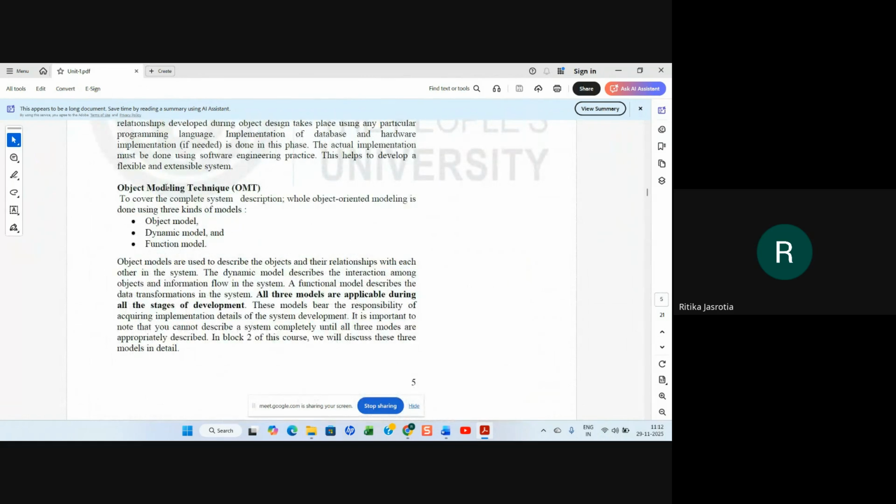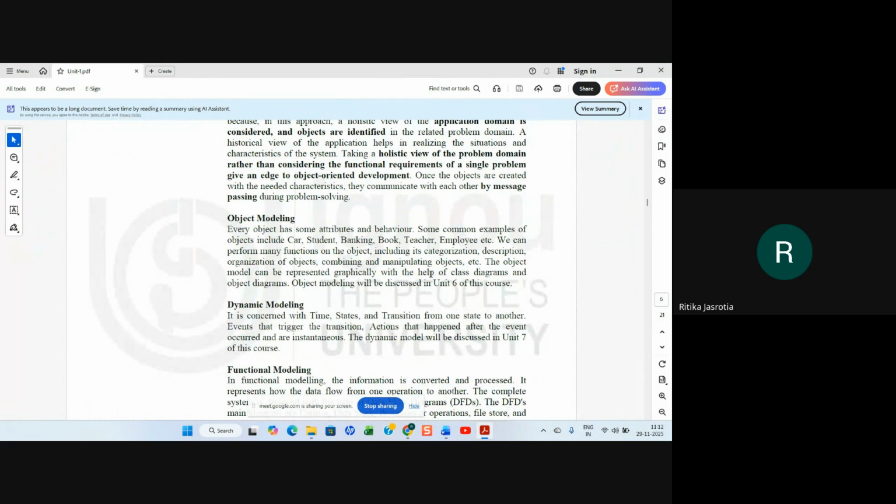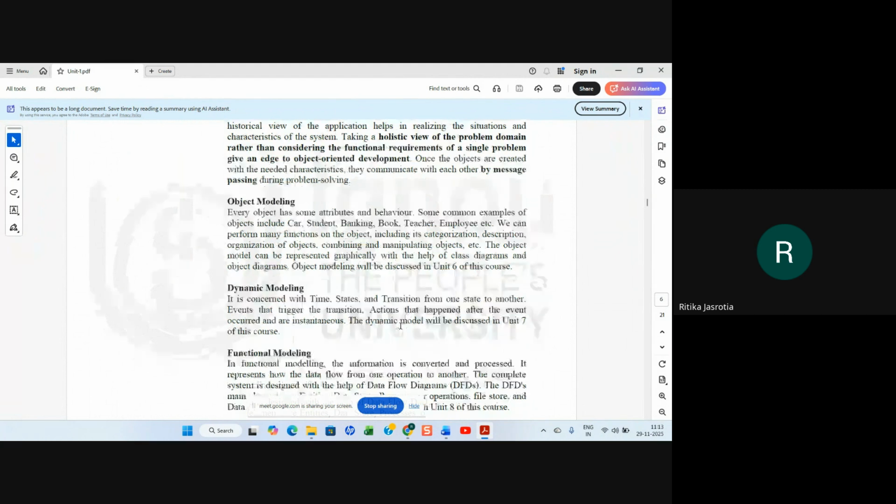Here they are saying object modeling technique covers the complete system description. Whole object oriented modeling is done using three models. So there are three kinds of models in object oriented modeling technique: object model, dynamic model, functional model. Right. So that is what is explained here. Object modeling is making your class diagram and object diagram. Every object has some attributes and behavior, so that is object modeling. Dynamic modeling is concerned with the dynamic behavior of the system, that is with time, state, and transition from one to another. So you have state chart diagram, then communication diagram and all that.